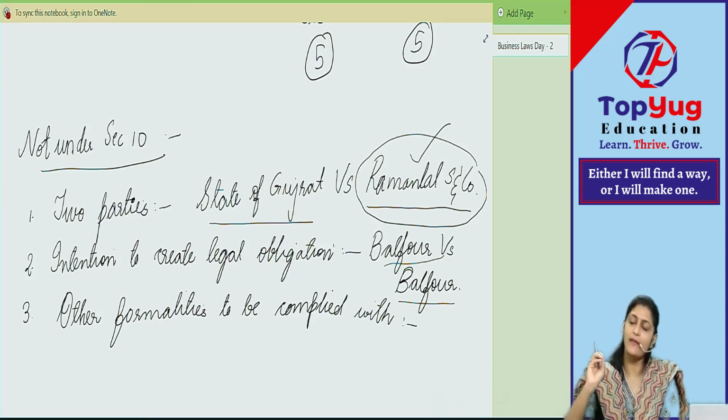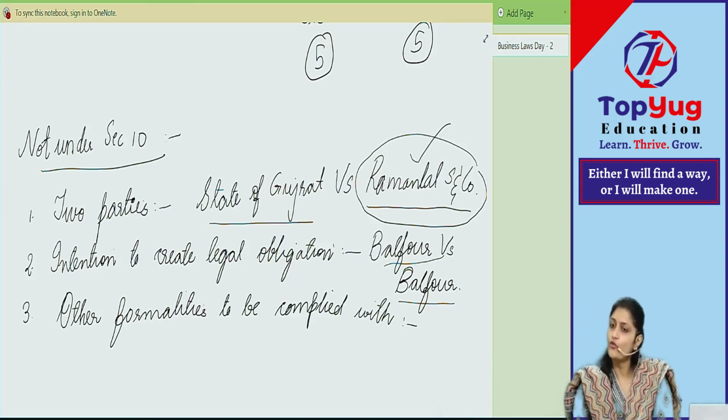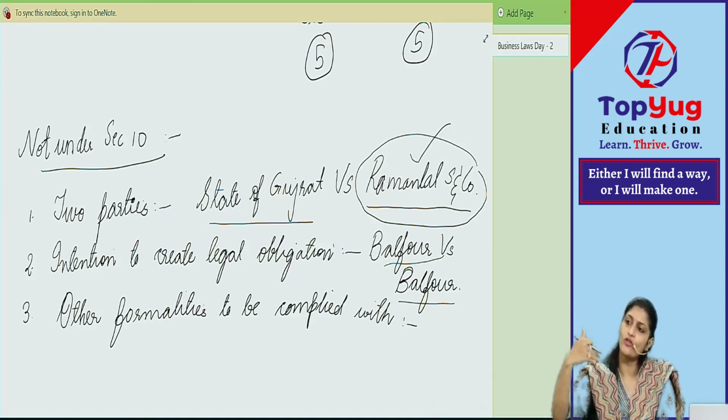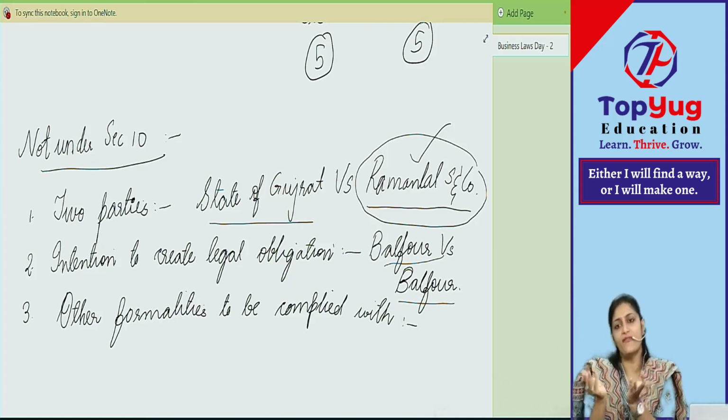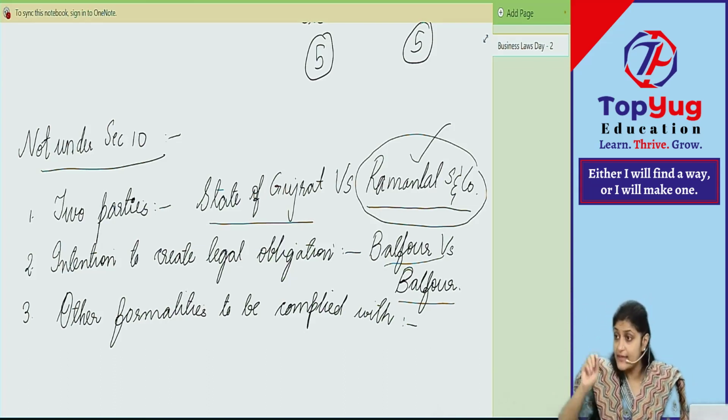But see, I am entering into a contract with, say, what is your name? Dipali. I am entering into a contract with Dipali to sell my house. It is immovable property, yes or no? So I want to sell my house to Dipali. But orally only we entered into the contract. Dipali, I will sell you my house. You pay me 20 lakh rupees. Orally only we entered into the contract. Is it a valid contract?